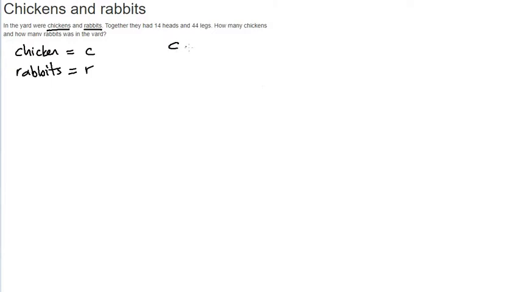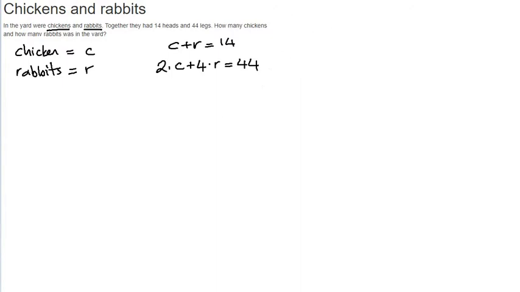So what we know in the second sentence is together they had 14 heads. So this means C plus R is supposed to be the total number of animals, which is 14. And there are 44 legs in this yard. That means we know that chickens have 2 legs, so we need to multiply the C by 2 for each chicken, and then plus we know that rabbits have 4, so number of rabbits needs to be multiplied by 4. If we get the sum of all those animals' legs, that's supposed to be equal to 44.